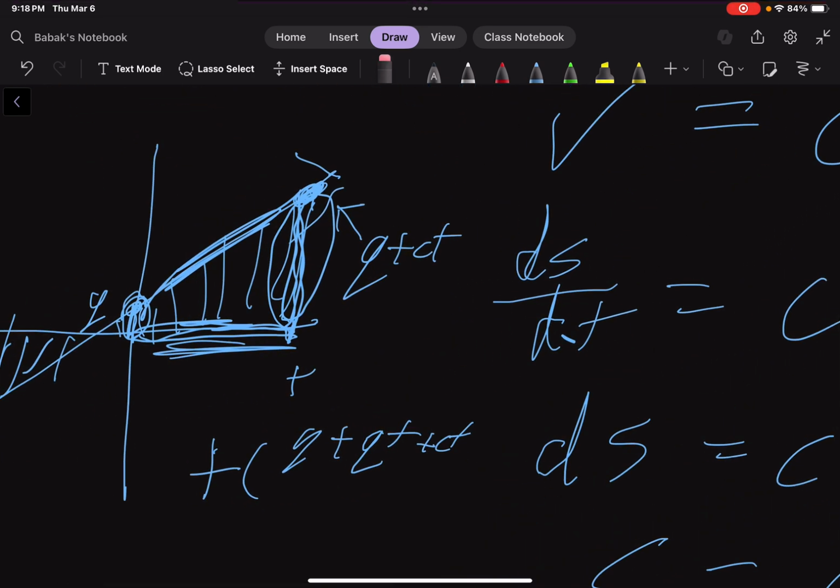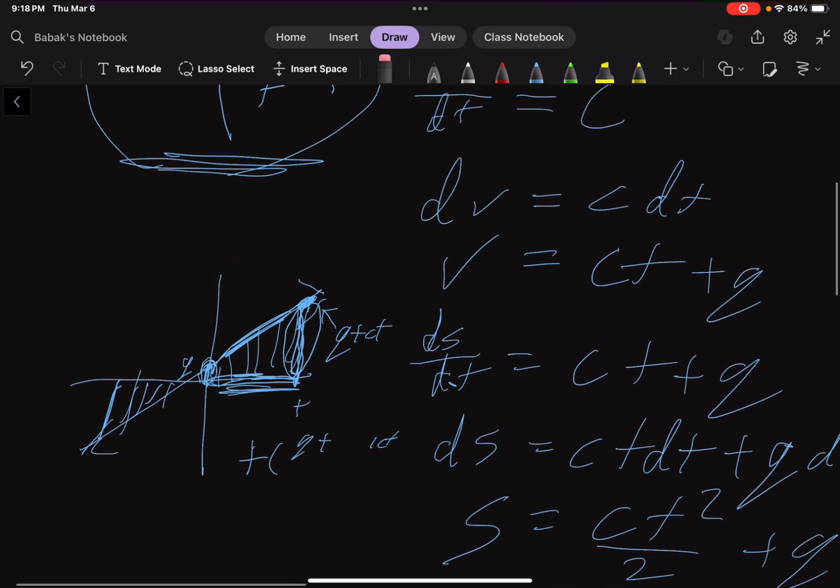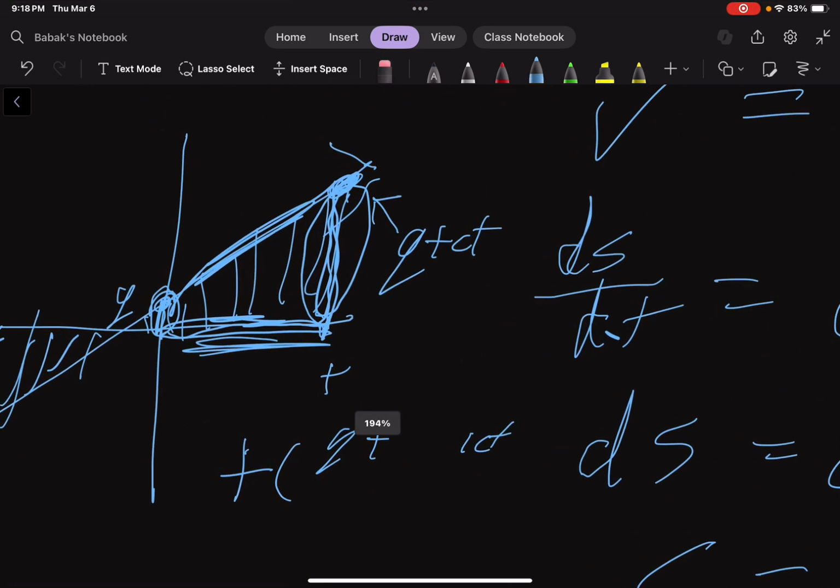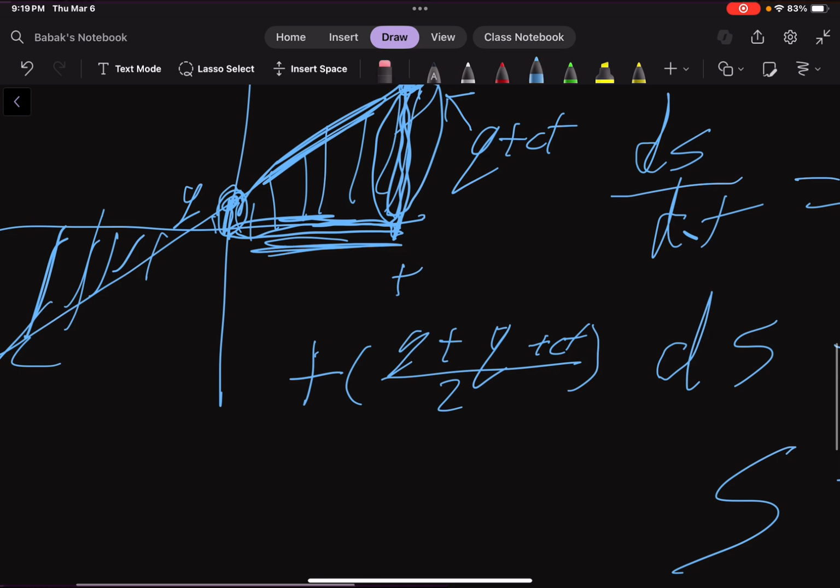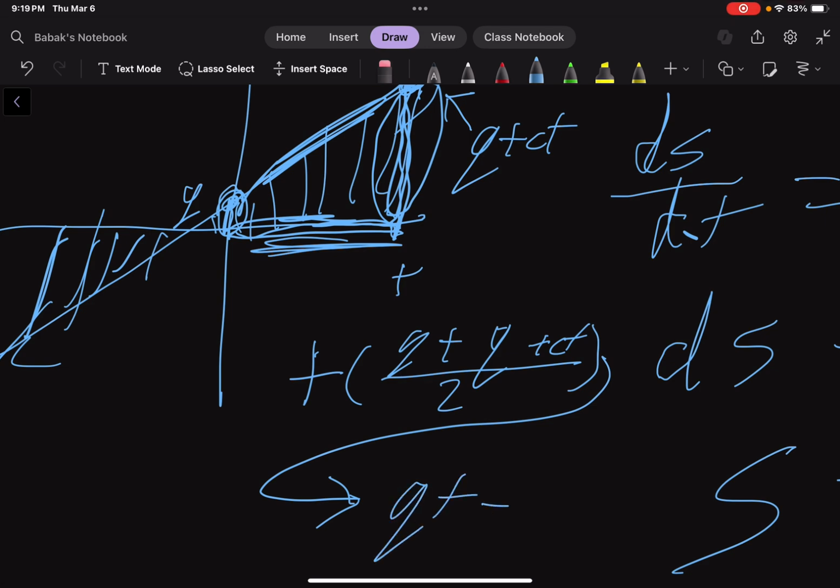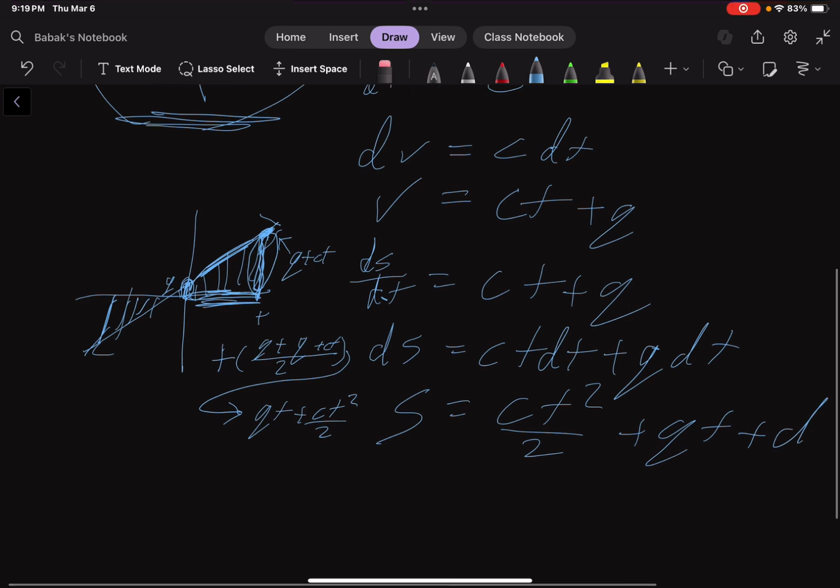I apologize, not qt. Just q it should be, plus ct, all over 2, being the average of the two bases. And in turn, this becomes equal to qt plus ct squared over 2, which if you look again, is the same as this that we'd gotten in the displacement equation. And indeed, we can say these to be equivalent, except for the d here.